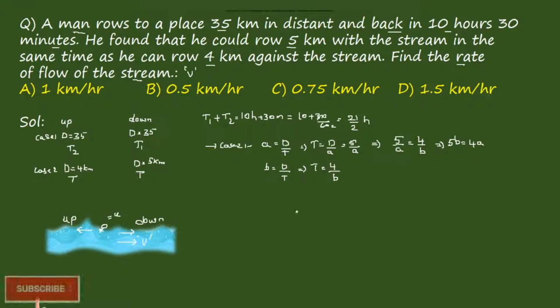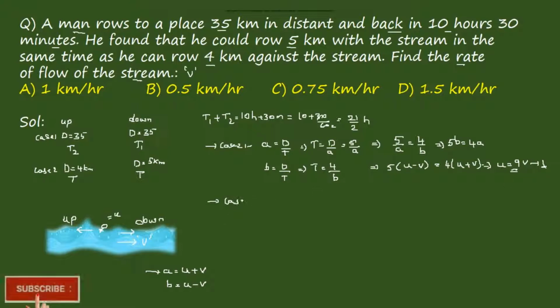But the general thing that we know is that A, the downstream speed, is equal to U plus V, and B is equal to U minus V. U is the speed of the man, and V is the speed of the stream. We can solve the values here. Then we get 5 into (U minus V) is equal to 4 into (U plus V). Then you can solve it, and you get U is equal to 9 times V. So if we consider case 2, we got that U is equal to 9V.